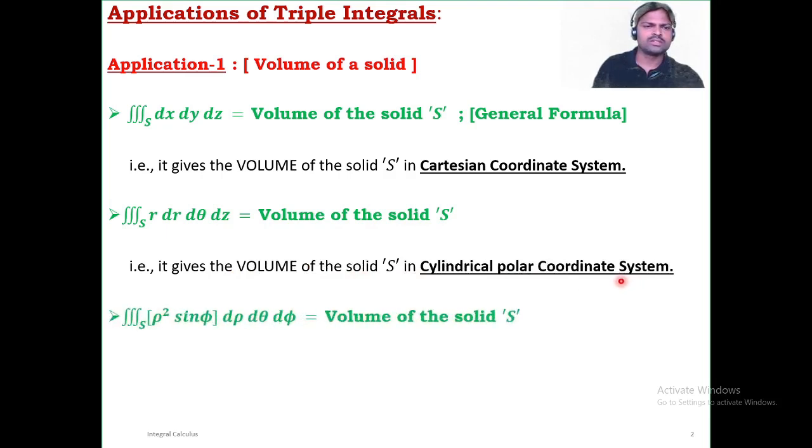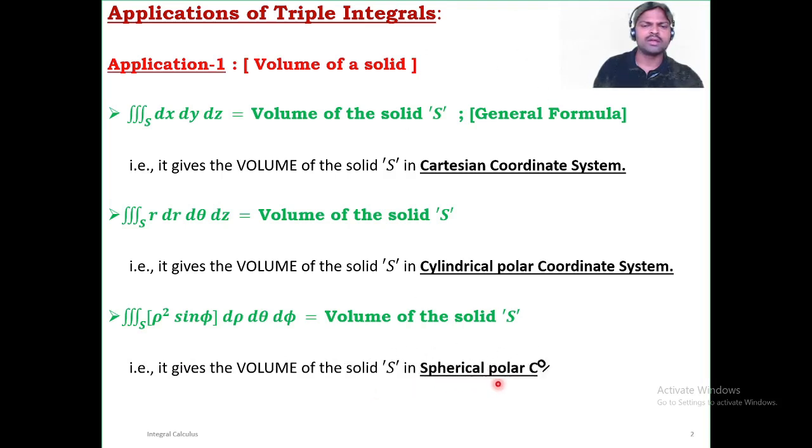Similarly for the spherical polar coordinate system. Again, the Jacobian is rho square sin phi, which we have seen already, into d rho d theta d phi. Again, this is the volume of the solid S, where S is a portion of a sphere or a sphere. That is, it gives the volume of the solid S in the spherical polar coordinate system.